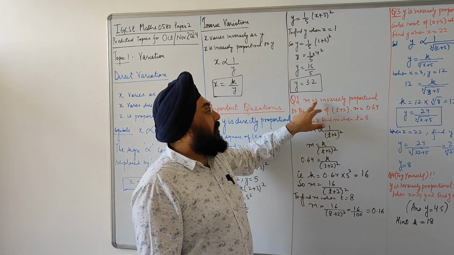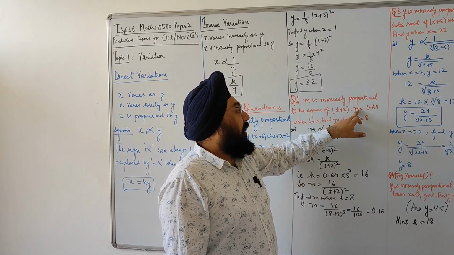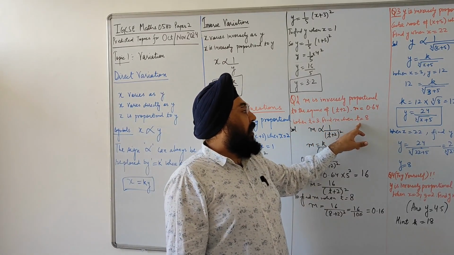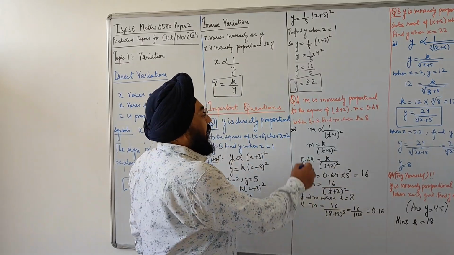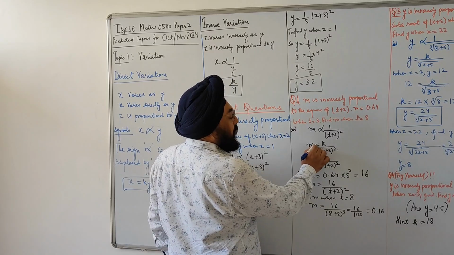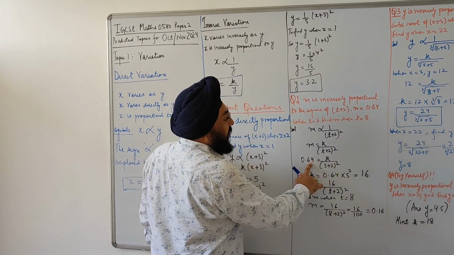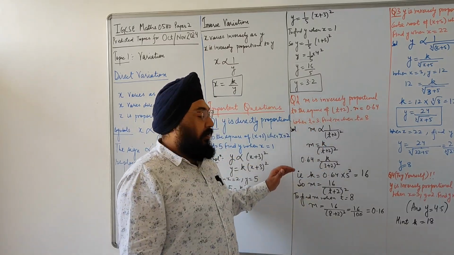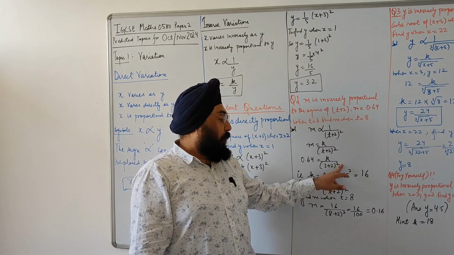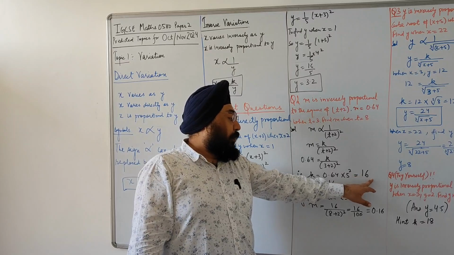Another question, m is inversely proportional to square of t plus 2. Given m is equal to 0.64 when t is equal to 3, find m when t is equal to 8. Now m is inversely proportional to the square of t plus 2. M is equal to k upon (t plus 2) whole square. M is equal to 0.64 when t is equal to 3. Substituting the values, we get 0.64 is equal to k upon (3 plus 2) square. That is k is equal to 0.64 into 5 square, which is equal to 16.